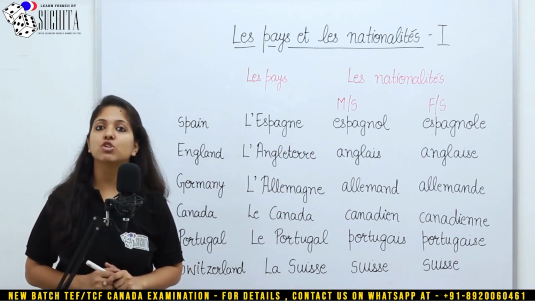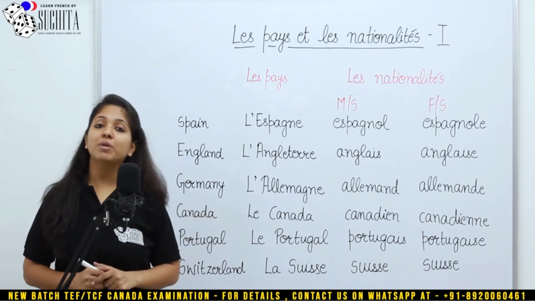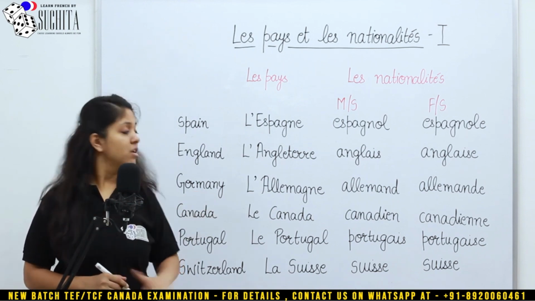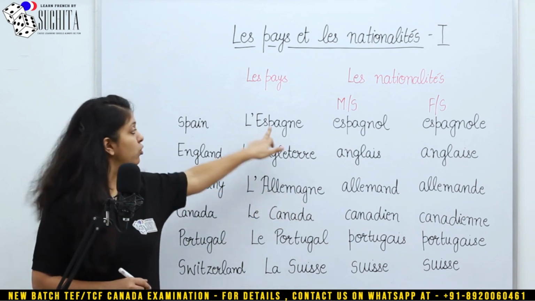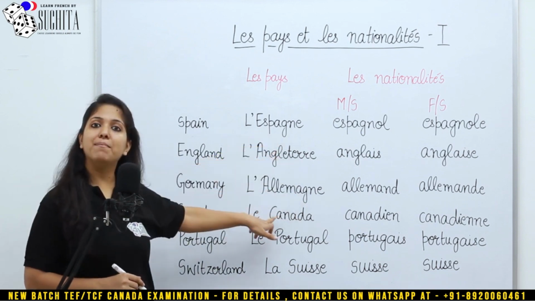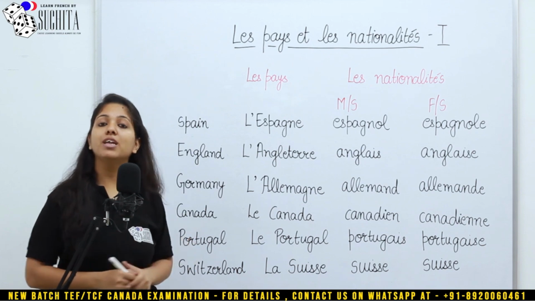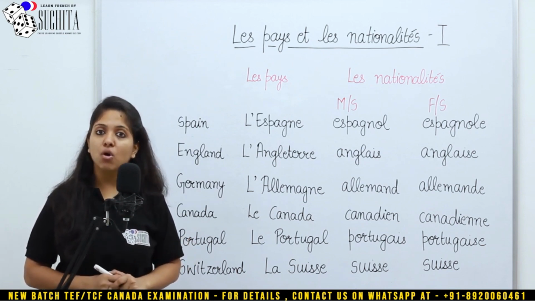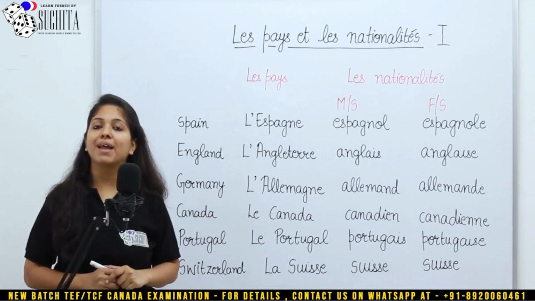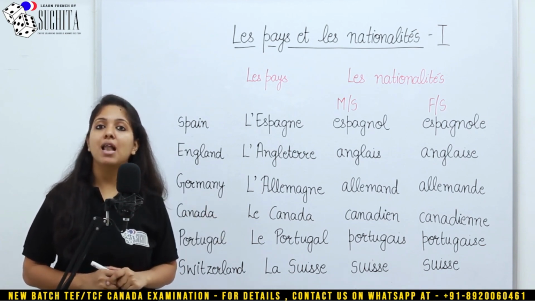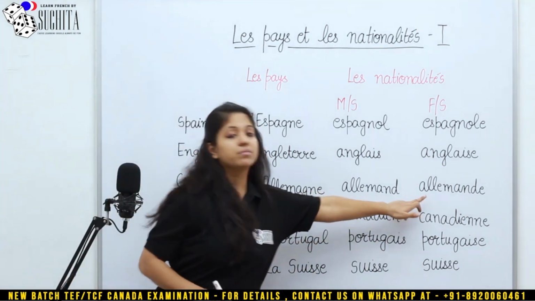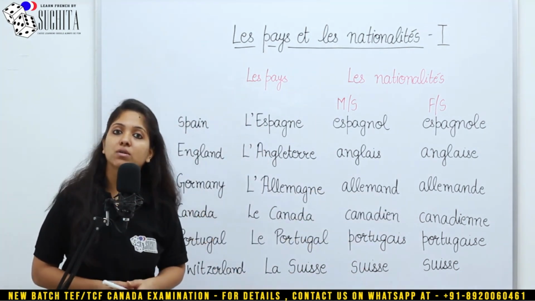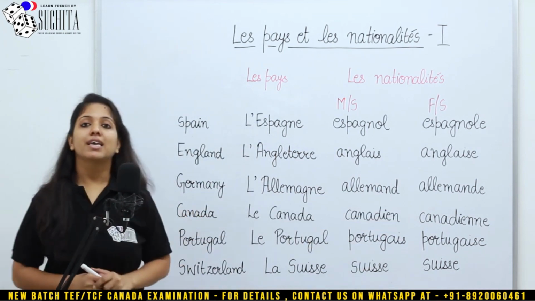Moving on to the next one, which is Germany. Germany is l'Allemagne. So you have GN again. I told you Espagne, l'Allemagne. Now the corresponding nationality is Allemand. In order to make it feminine, I applied E and it became Allemande. Allemand, Allemande.